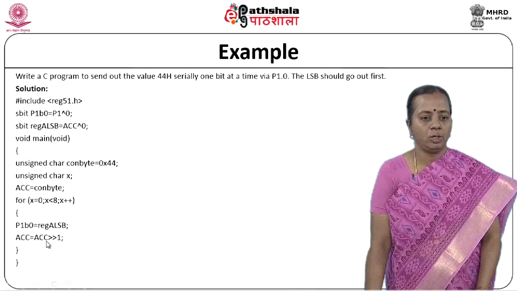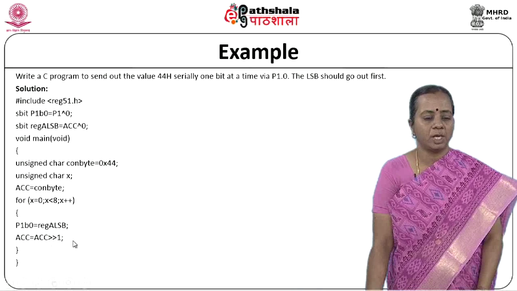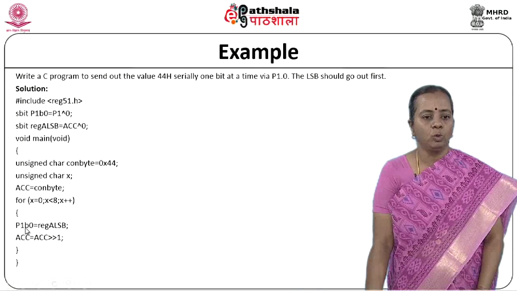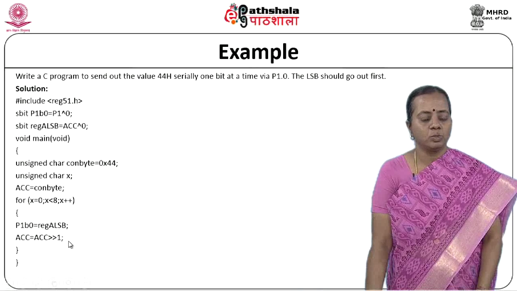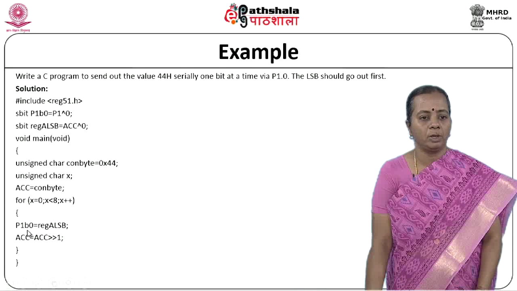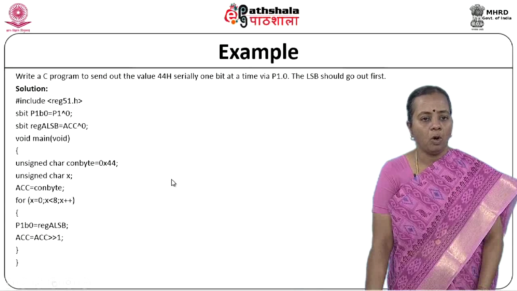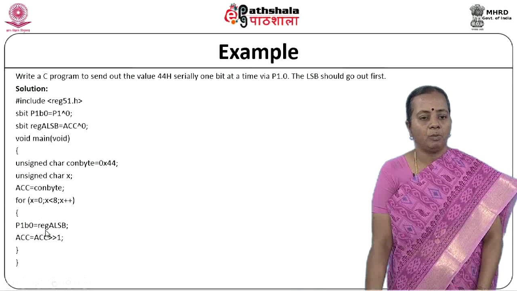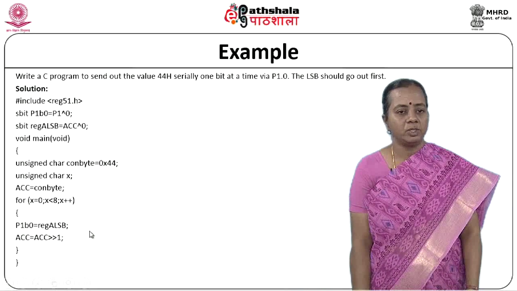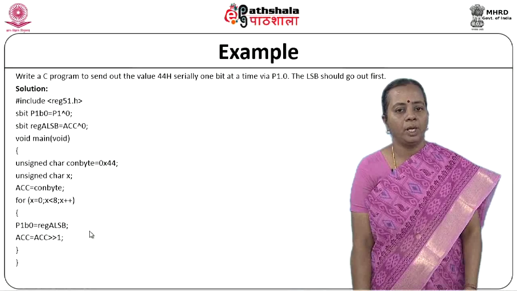After that, ACC is equal to ACC shifted right by 1. That means it has been shifted right by 1 position, so that the second bit comes to my LSB. Now again the loop is rotated. Because of that, the second bit, which is available as ACC.0, is moved to port 1 0th pin. Again it is shifted by 1 position, so the third bit comes over here. Because of the rotation, the third bit goes to P1.0. That way the whole data given at A is sent bit after bit to P1.0. By using this code, I can demonstrate that the data given there is sent serially through pin 1.0.